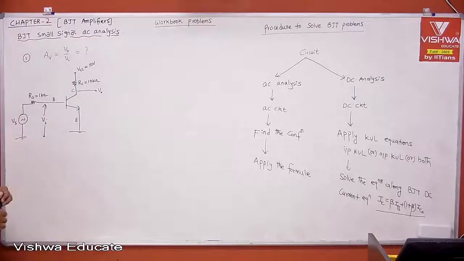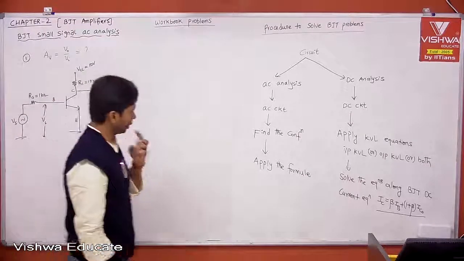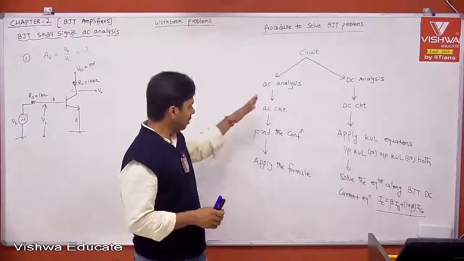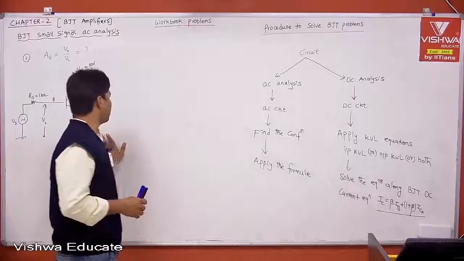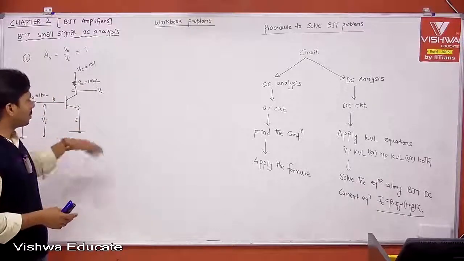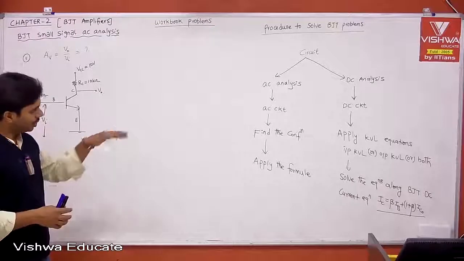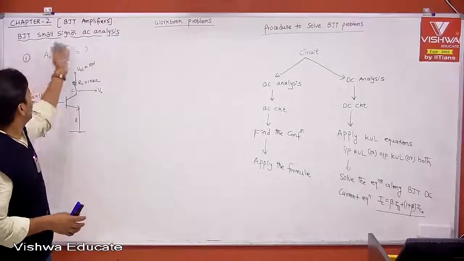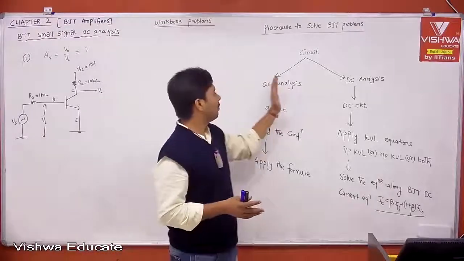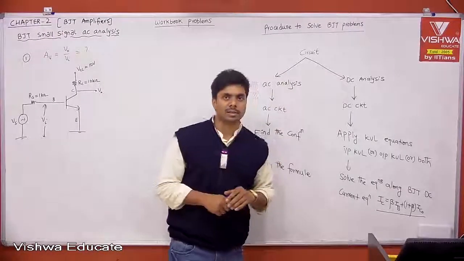This is the circuit. First of all, try to apply this procedure to solve the problem. Maybe initially let me apply it and then let's solve the problem. As we go on, we need to apply this throughout our BJT amplifiers. Wherever a BJT is there, we need to follow either AC analysis or DC analysis.